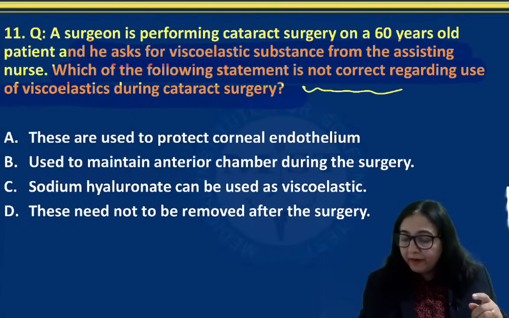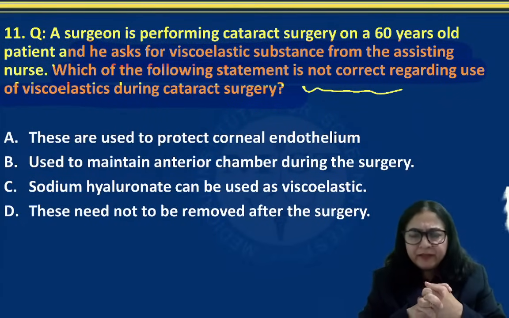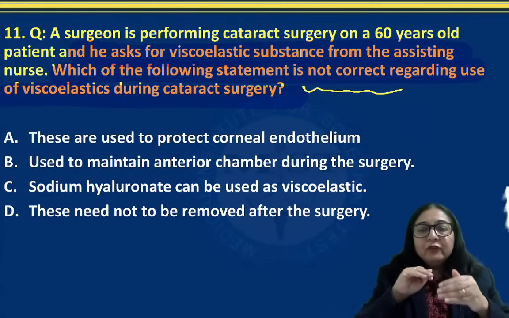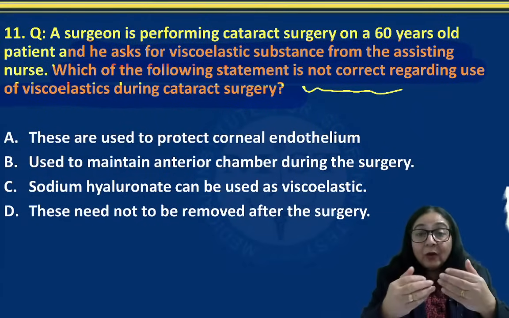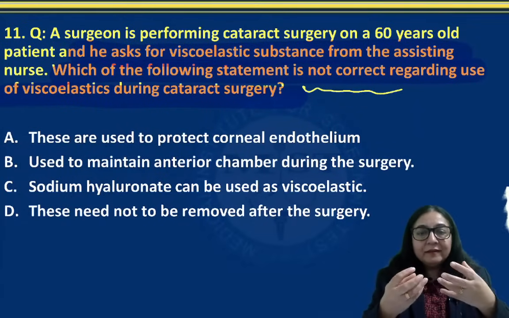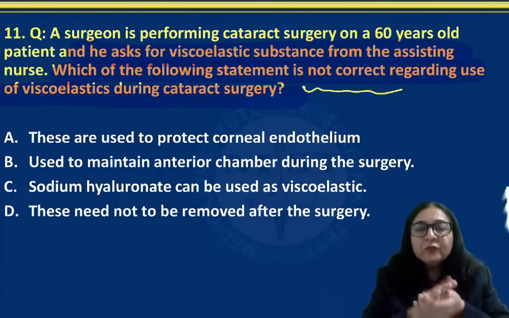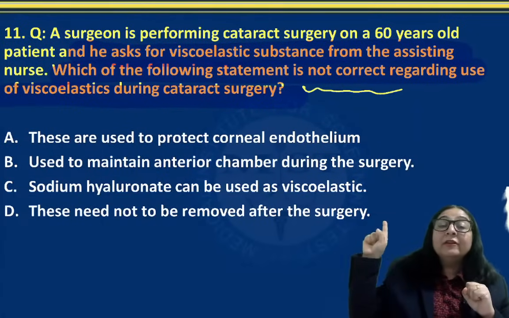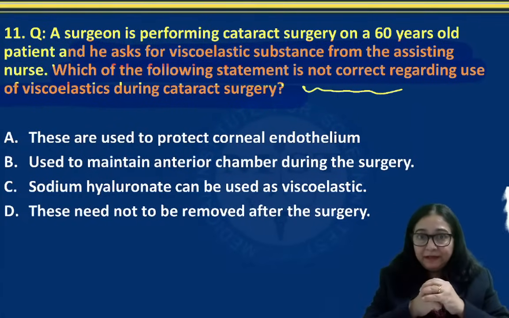Now, a quick recap of the steps of cataract surgery: whatever the technique, you have to make an incision. You make an incision and you enter the anterior chamber. As soon as you enter the anterior chamber, what will happen, beta? The aqueous will flow out and the anterior chamber will collapse. So you have to inject something to maintain the anterior chamber. Viscoelastic substances have that volume, so they will maintain the anterior chamber.